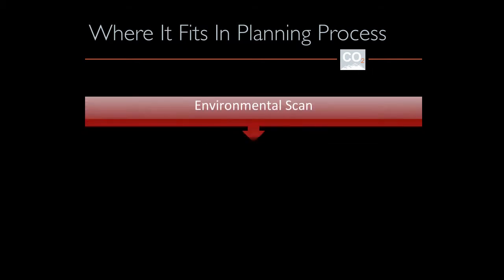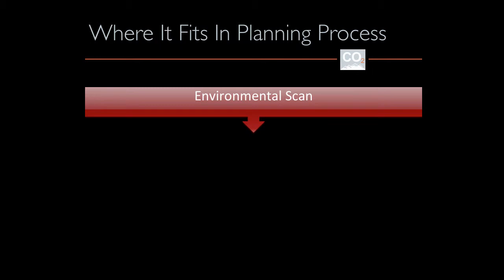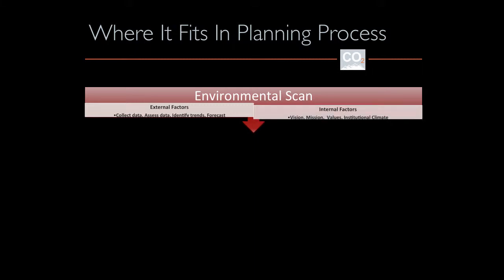Where does the environmental scan fit in the entire planning process? Let's take a look. So you have the environmental scan, and that's based upon 2 categories. The first being the external factors. Those are the areas where we've done surveying of customers, vendors, all the external stakeholders of the organization. We've collected that data and we're looking for trends. Then we have the internal factors. So it's vision, mission, cultural climate, the values of the organization, and how are those playing out.